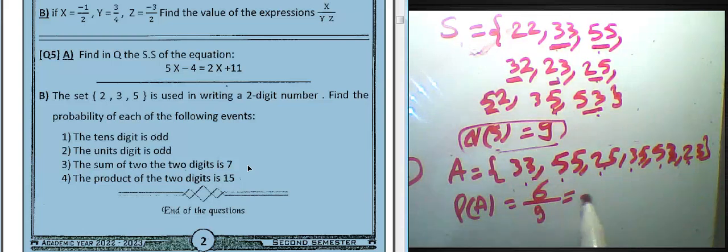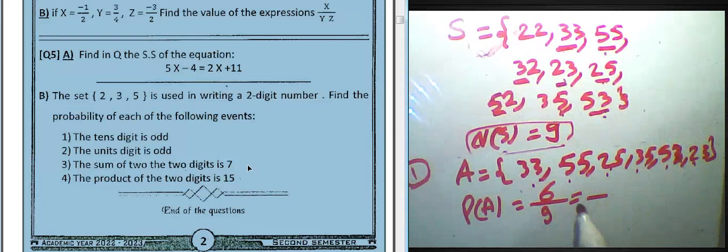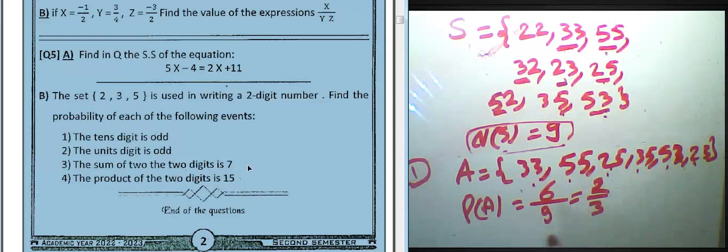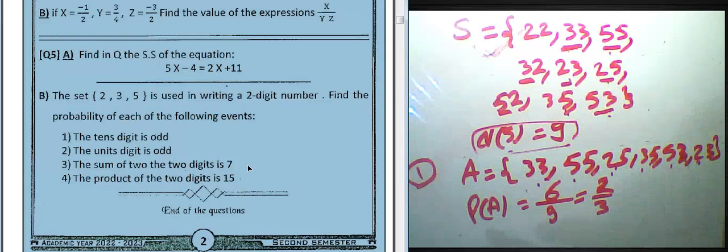over 9? Can simply divide by 3. 6 divided by 3 equals 2, 9 divided by 3 equals 3. The result will be 2 over 3. Okay, that is question number 2.